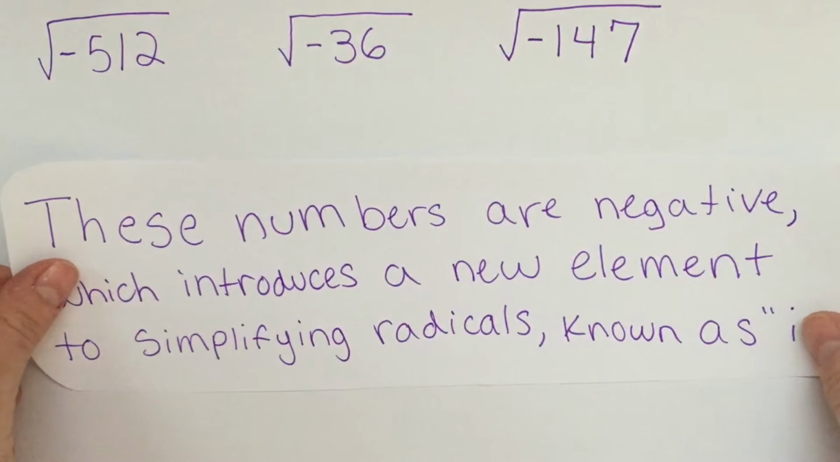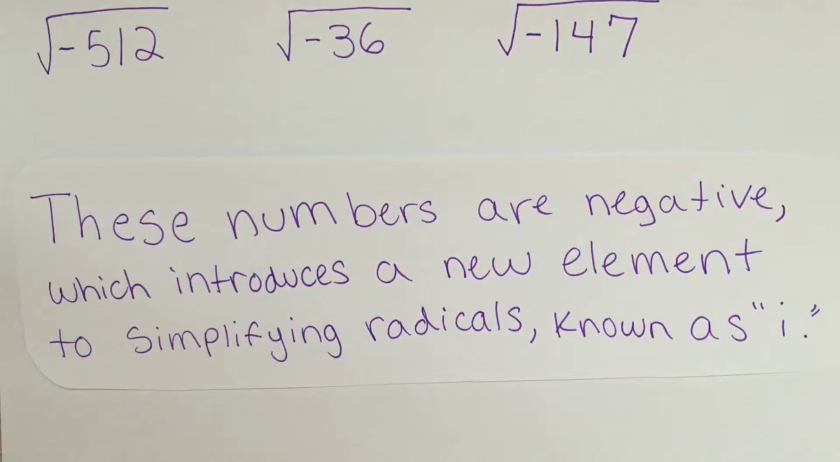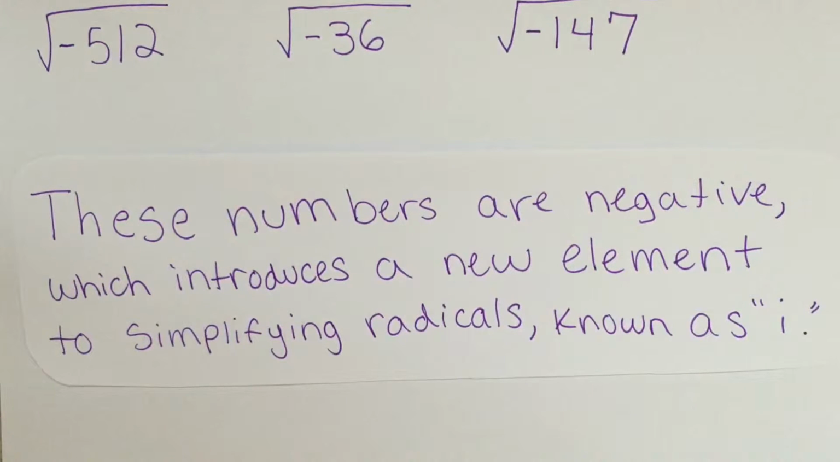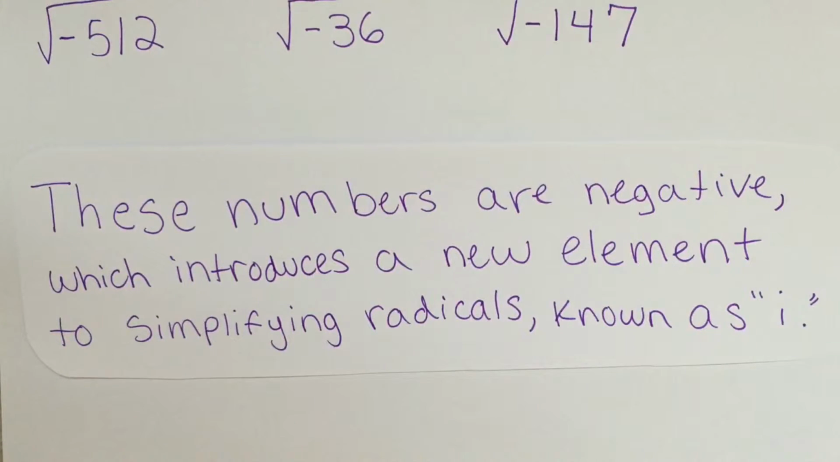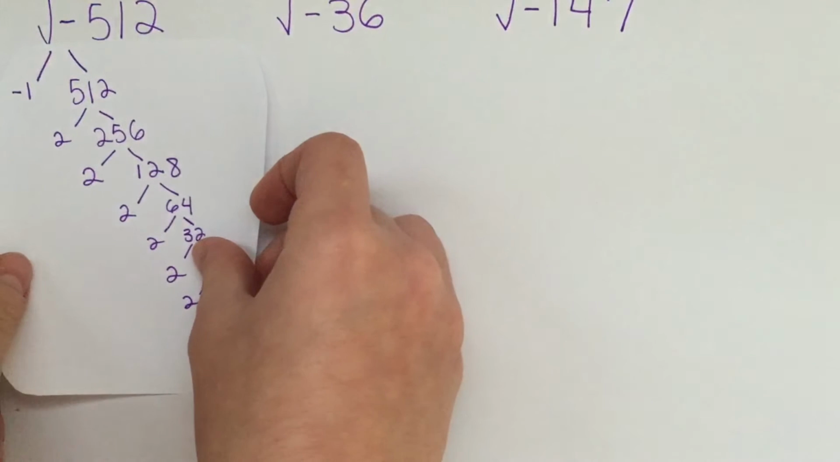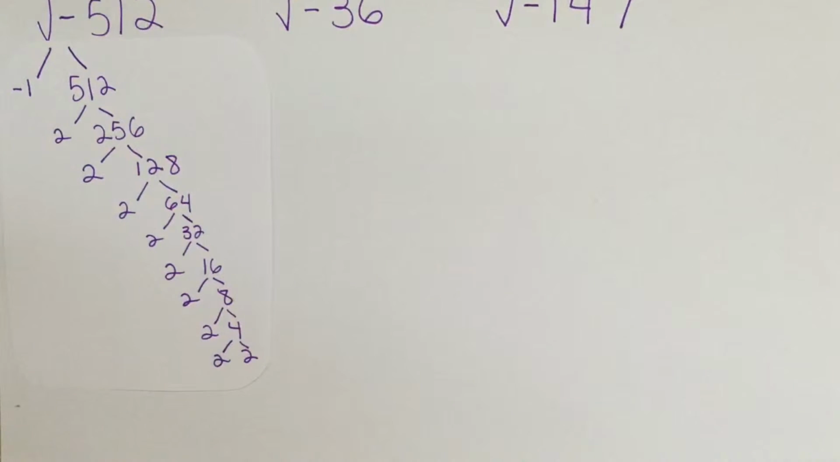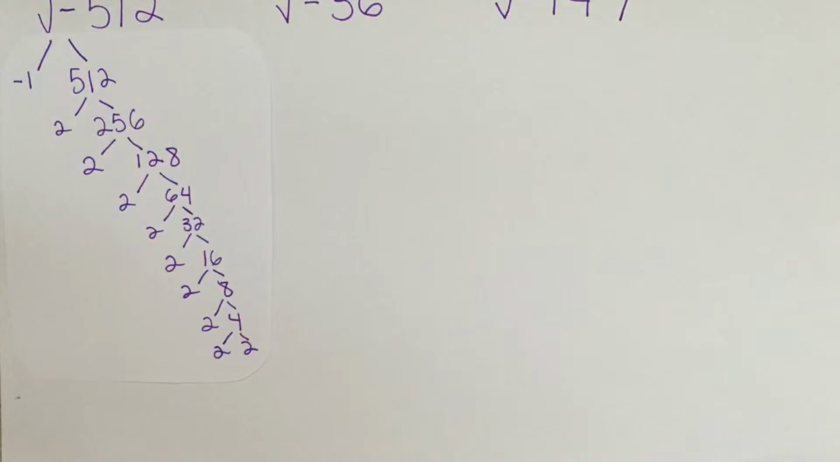For this last set of radicals, you can see that these are different. They are negative numbers. These numbers are negative, which introduces a new element to simplifying radicals, known as i. i is an imaginary number that we use to substitute the negative. So, for our first number, we have the square root of negative 512. You have to pull out a negative 1 and 512 first, then factor it normally.